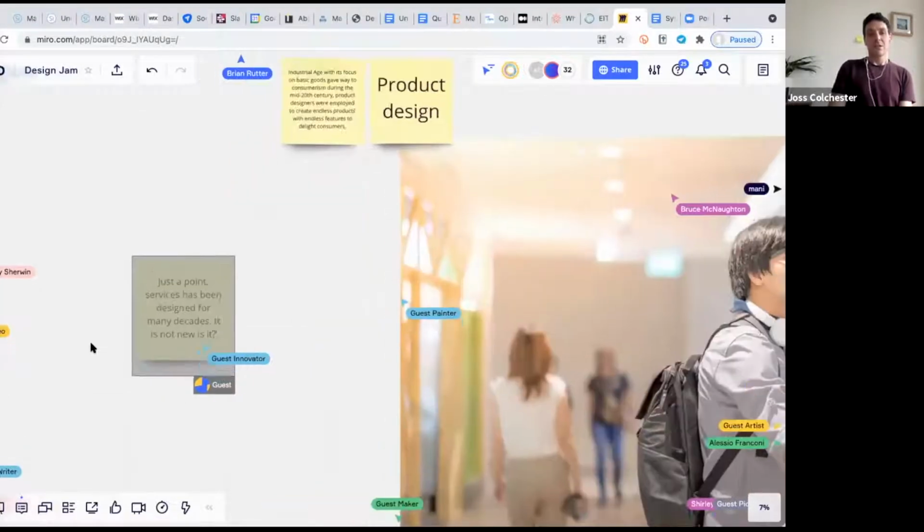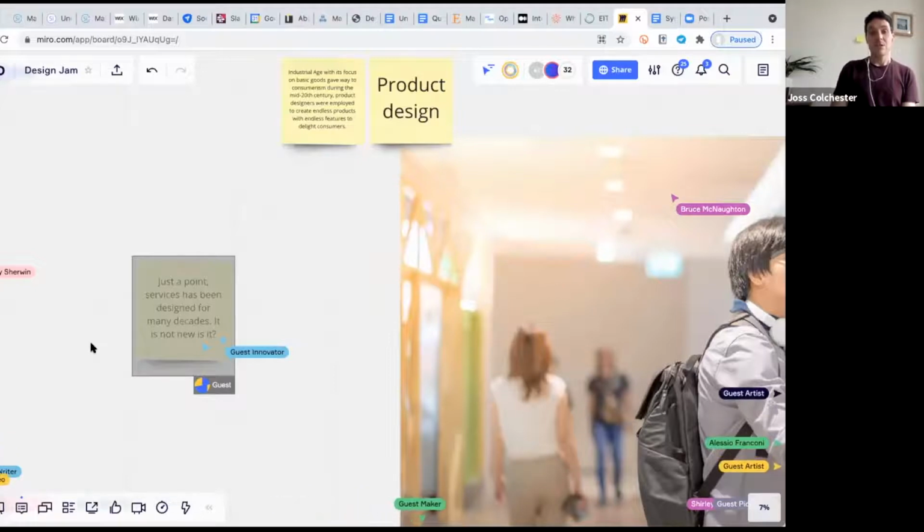Just a point, services have been designed for many decades. It is not new, certainly not new. No, service design has been around for a while.